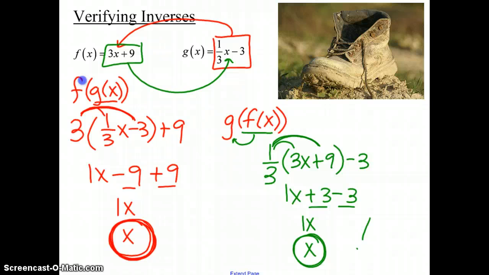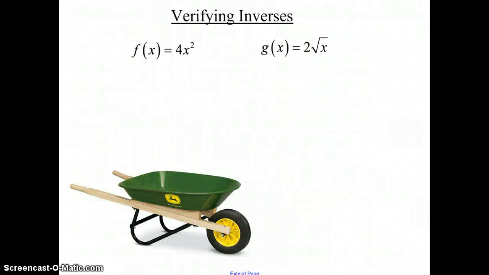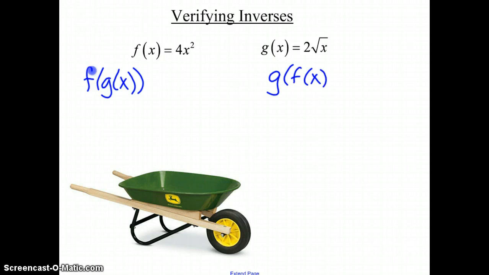In your assignment, you'll have to show all this work, just so you know. Let's try this one more time. I've got two more different functions. F of x equals 4x squared, and g of x equals 2 times the square root of x. And let's verify that they're inverses. Remember, we do f of g of x, and then we also have to do g of f of x, just to make sure that they work.